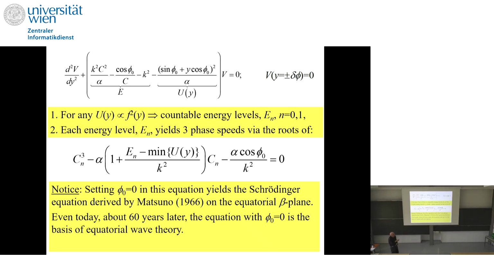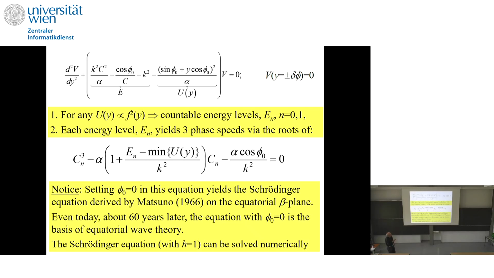If you set sine phi 0 equal to 0, you are in the equatorial dynamics. Why? Because you have here a y squared term, it's the Hermite, the solutions of the quantum mechanical oscillator. And this is precisely what Matsuno studied. If sine phi 0 is not 0, then things become a little richer in terms of the solutions.